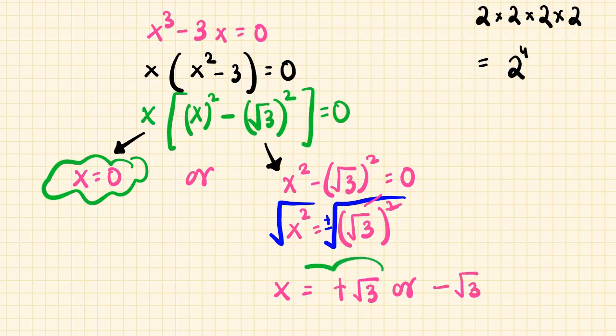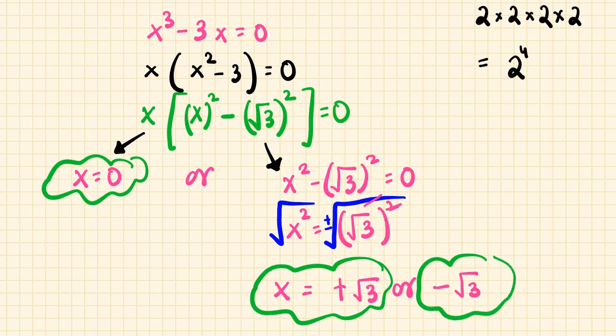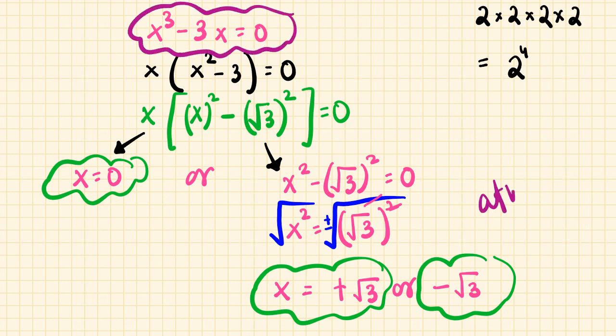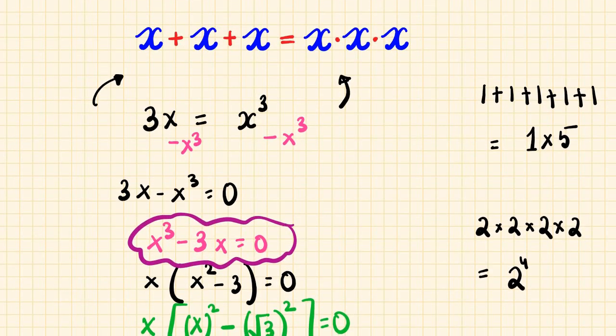So I have two more answers, and as you know, my equation was a cubic one, so I can get at most 3 roots, right? I tried to get them all, and here we are. So the answers of this equation are x is equal to 0, root 3, negative root 3.